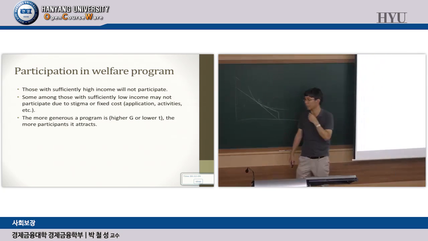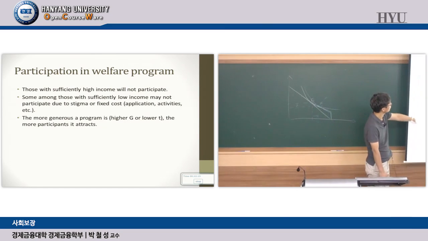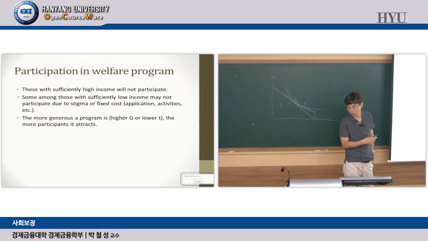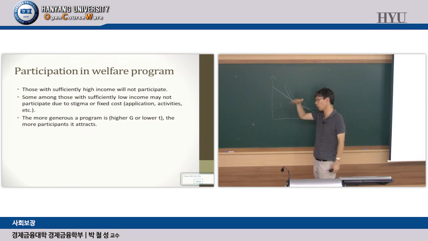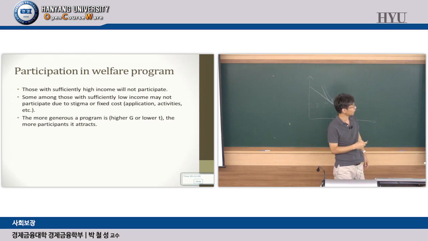So those with sufficiently high income will not participate in the welfare program. Now, okay, second thing is, this one is not shown in the diagram, but actually this should be common sense. Among those with sufficiently low income, some individuals have income lower than the threshold, and some of them wouldn't be participating in the welfare program. So not all poorer individuals or households become welfare recipients. They do not apply. Okay, why?